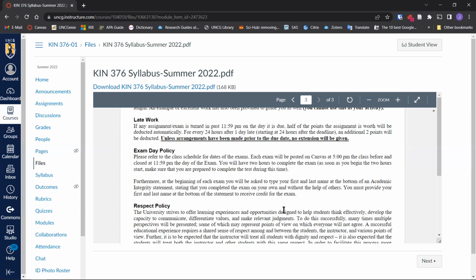Each exam is opened on Canvas at 5 p.m. usually a couple of days before it's due, and then it closes at 11:59 p.m. the day that is indicated on the schedule. So make sure that you're able to schedule 2 hours of your time during that period to take the exam.